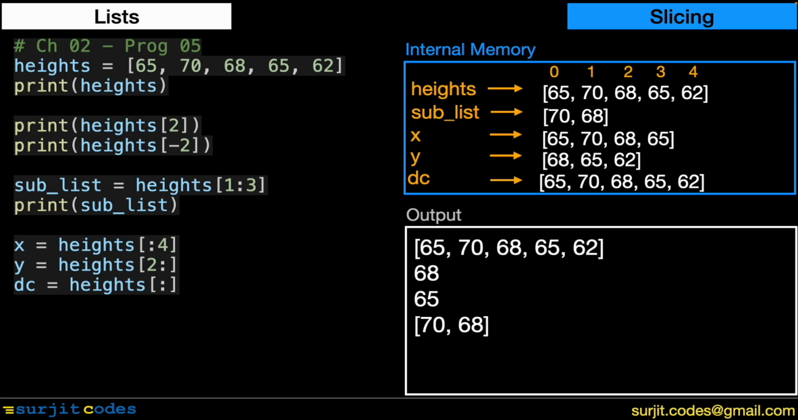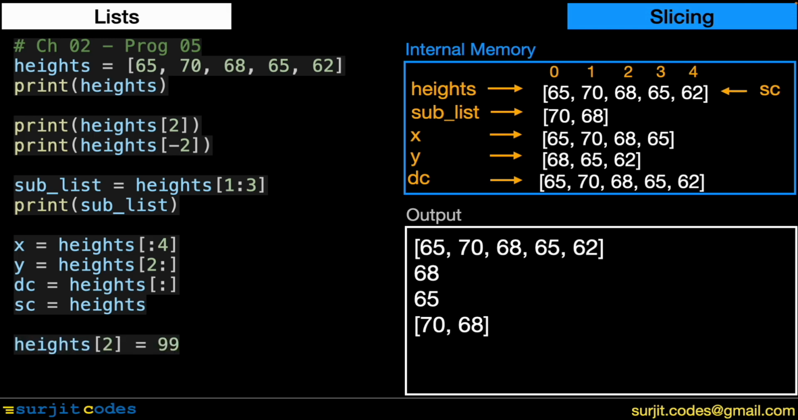It forms a new list, so we call it the deep copy of the list. However, SC equal to heights does not produce a new list. It is just another name for the list named heights. We call it a shallow copy of the list. Naturally, creation of a shallow copy is much faster than the deep copy.